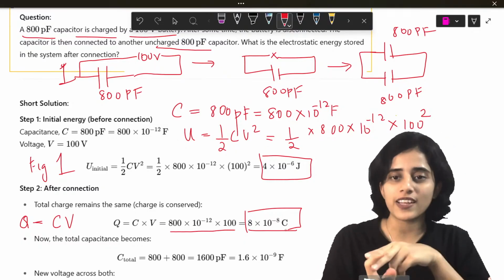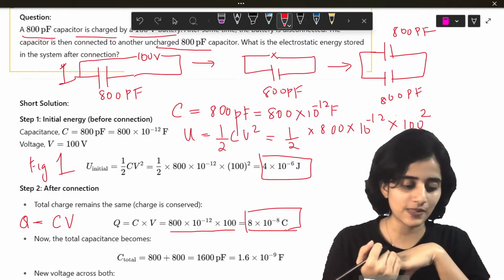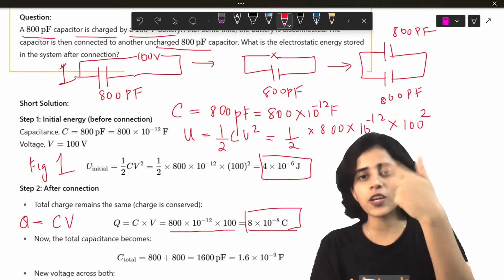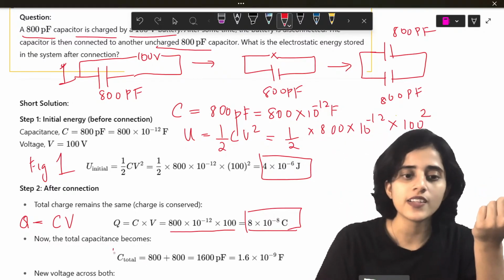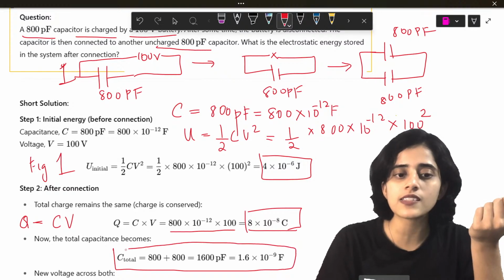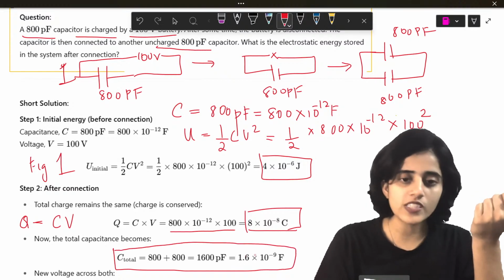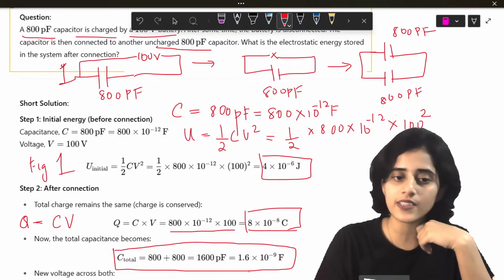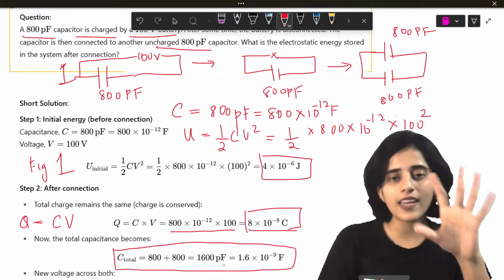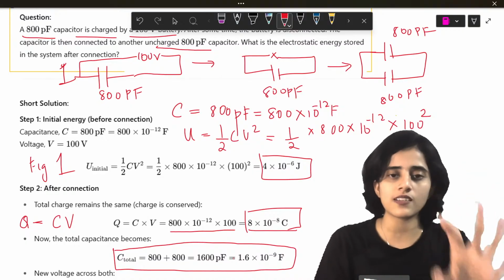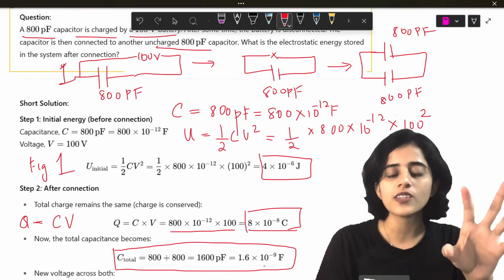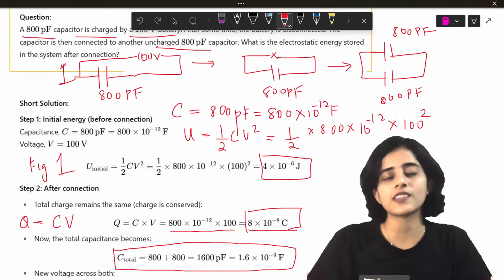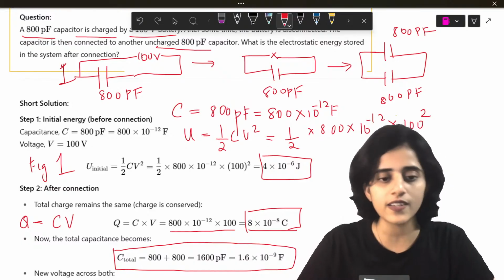Now, I have to find out the total capacitance. I have 2 capacitors which are 800 picofarad. So, the total capacitance is 800 plus 800, which is 1.6 into 10 raised to minus 9 farad. 800 plus 800 is 1600, and 1600 into 10 raised to minus 12 is 1.6 into 10 raised to minus 9 farad.